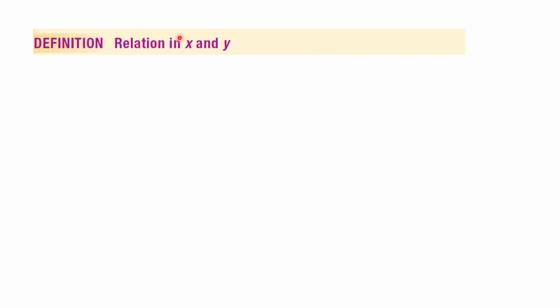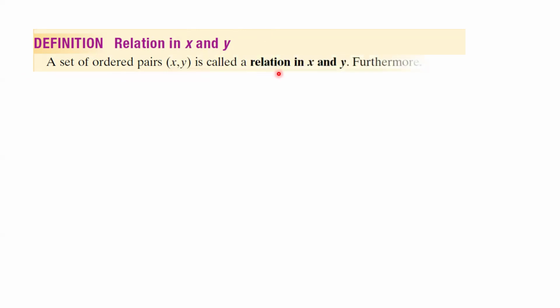A summary introduction of relations and functions, and eventually the parent functions. So what is a relation in X and Y? A set of ordered pairs like X and Y is called a relation in X and Y.